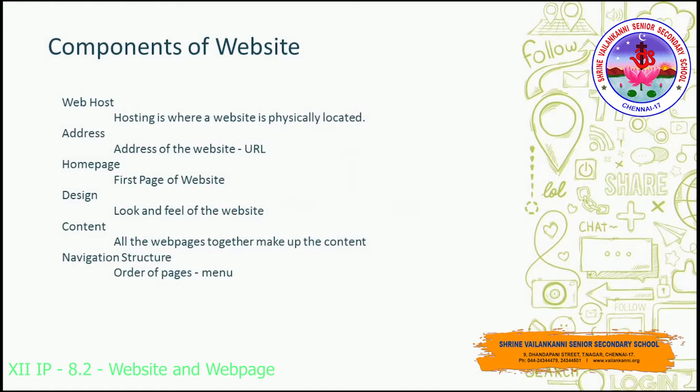Next we have the navigation structure. This is the order of pages: what should be the first page, what is next, and what is next after that. All these pages should be ordered. Normally it will be ordered in the form of a menu. We have the top drop-down menu, and that menu has so many submenus. Each submenu will take you to a particular web page. So these are the components of a website.